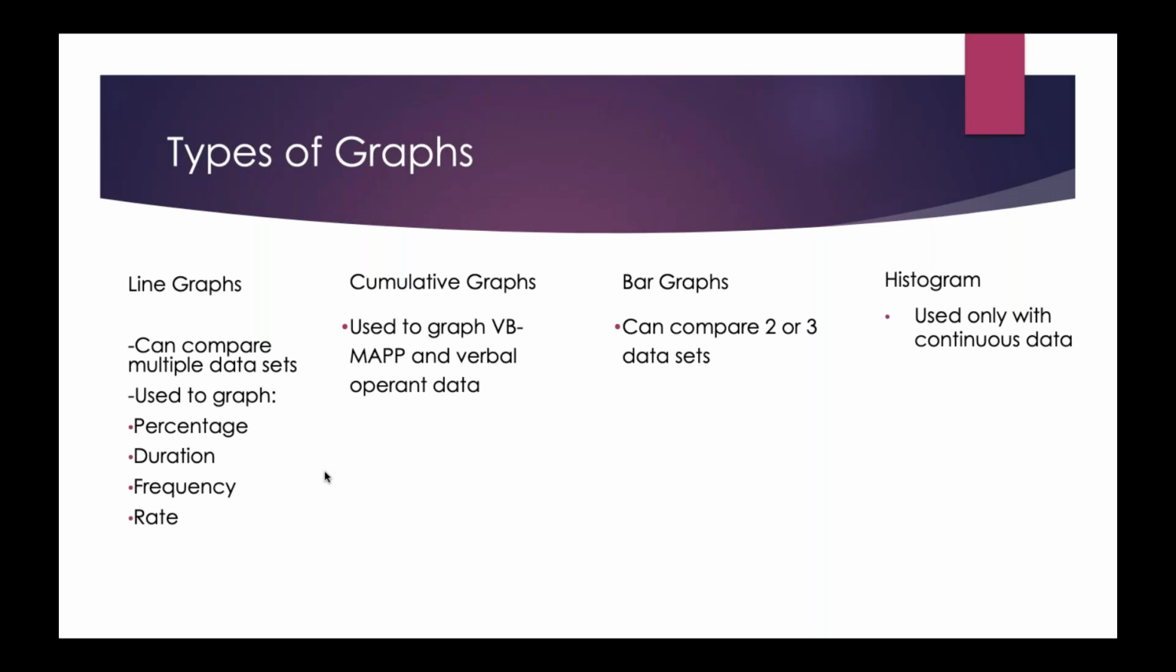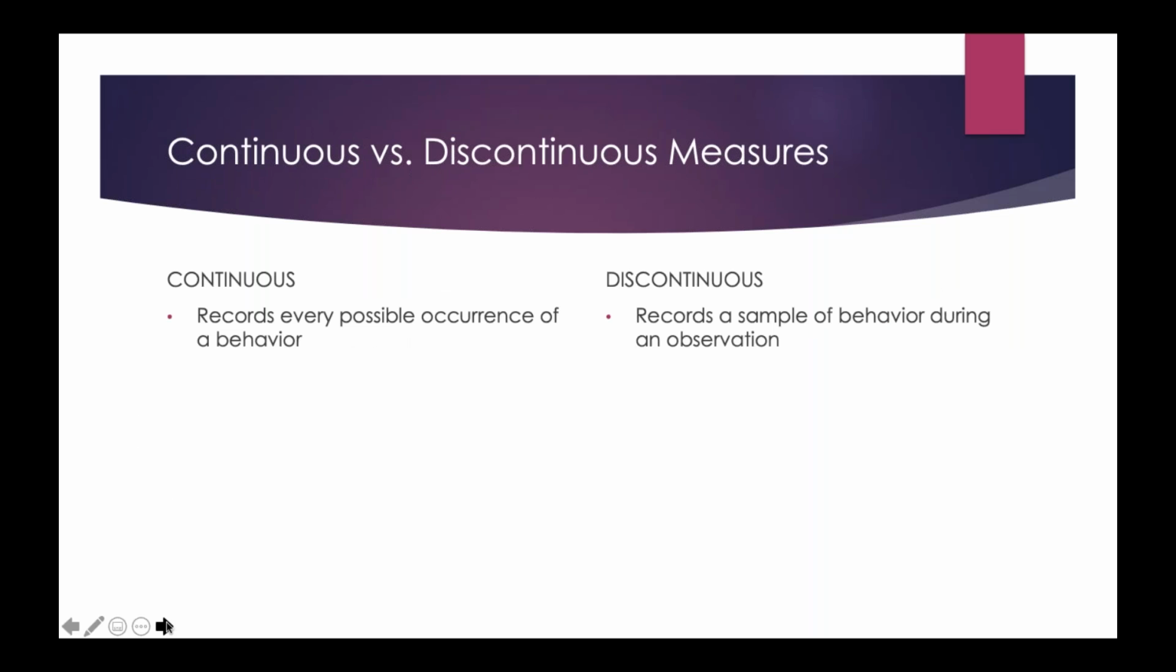Cumulative graphs are ones that would be used mostly with the VB-MAPP, to document the verbal operant data and how that's increasing month to month. Bar graphs are able to compare 2 or 3 data sets. And then a histogram would be used only with continuous data, which we'll talk about next.